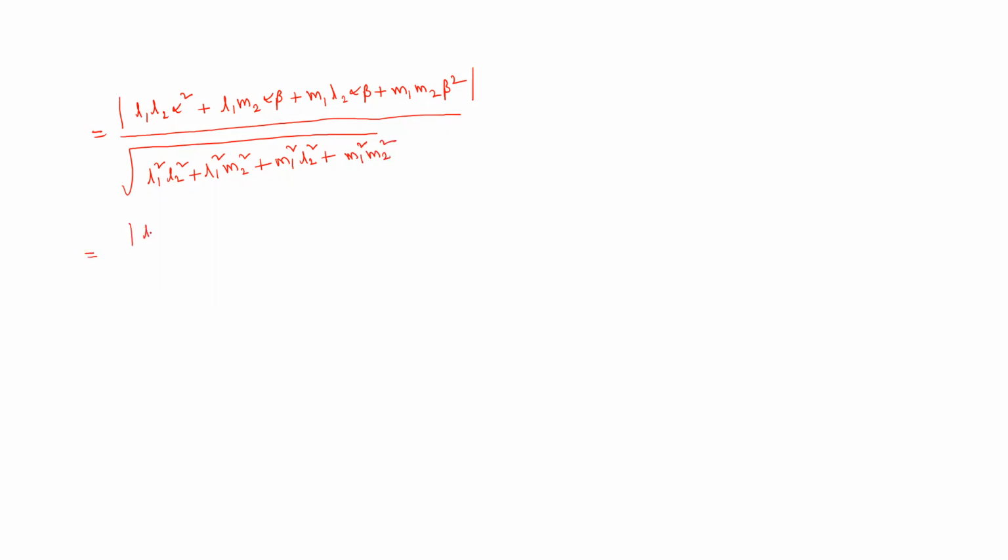Mod of numerator: L1 L2 alpha square as it is. In the middle two terms, alpha beta is common. Take alpha beta common, then remaining we have L1 M2 plus L2 M1, plus the last term as it is, M1 M2 beta square.